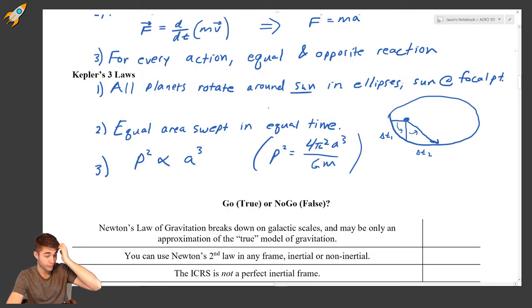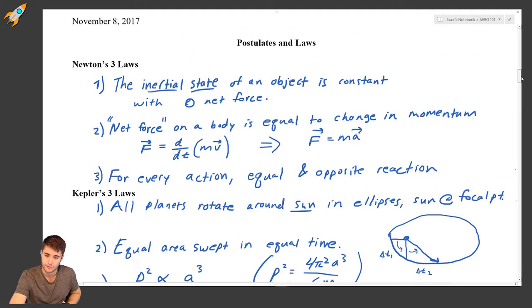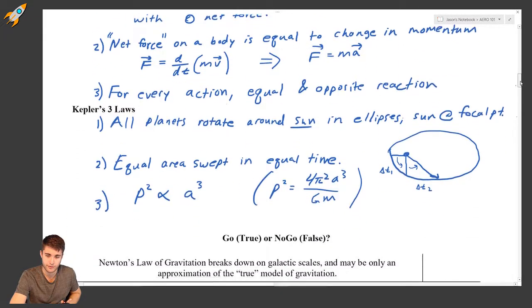So those are our 3 laws. P squared is proportional to a cubed. Sorry, not equal to. It's not necessarily equal unless you're in the right units. Okay, keep that in mind. So those are 3 Newton's laws and 3 Kepler's laws.